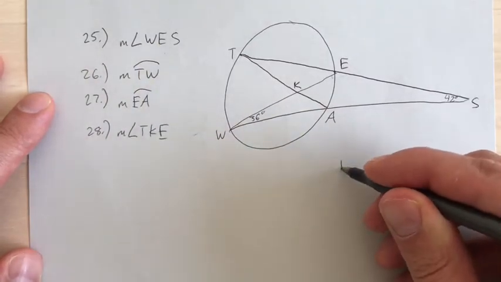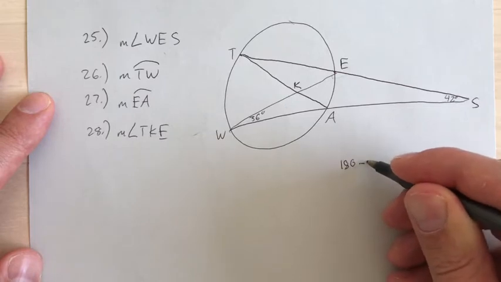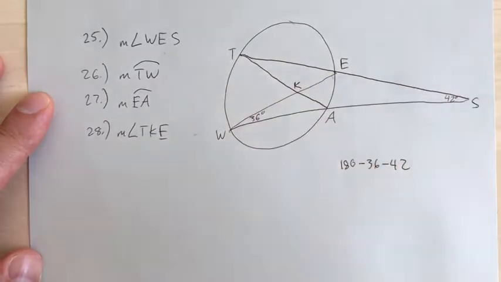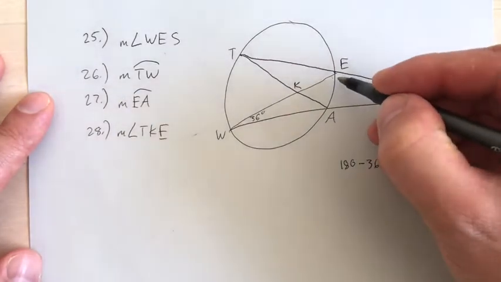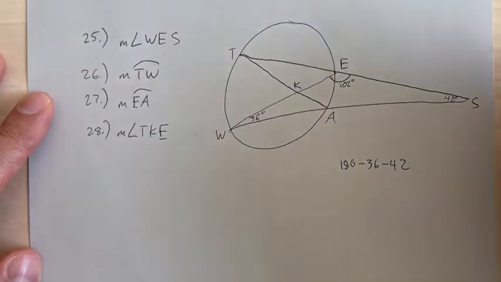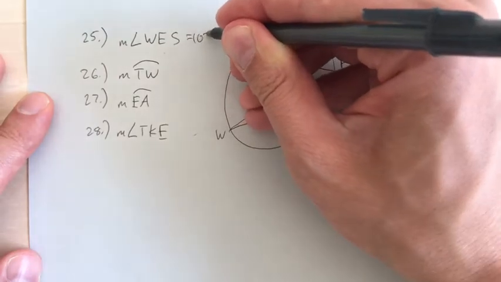All I'm going to do work-wise is take 180 minus 36 minus 42, and that should equal this angle, because all three angles have to add up to 180. I'm going to do that on my calculator real quick. 180 minus 36 minus 42 gives me 102. So this entire angle from here to here is 102 degrees. I'm going to write down 102 over here.